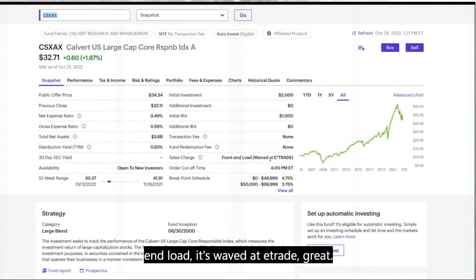It's waived at E-Trade. Great. When do I need to make a decision if I'm buying or selling? I need to have that decision in by 4 p.m. Eastern, which happens to be the market close. And then let me go just a little bit deeper in.